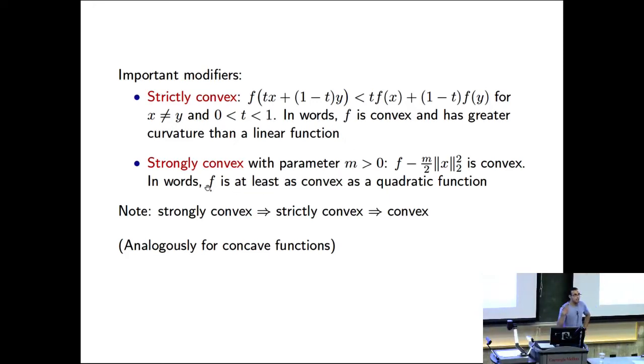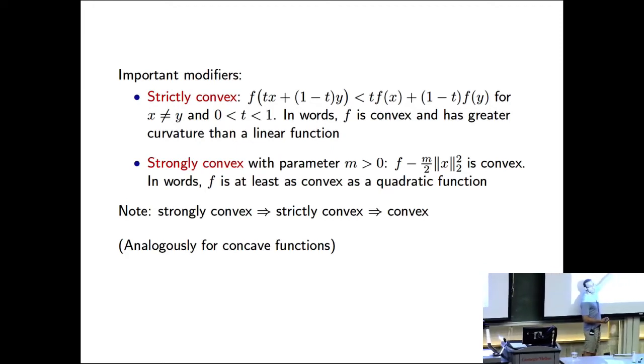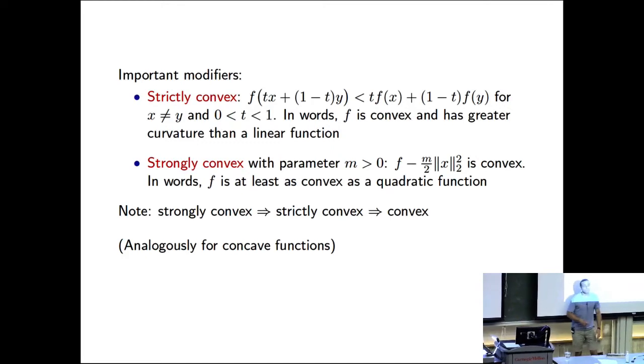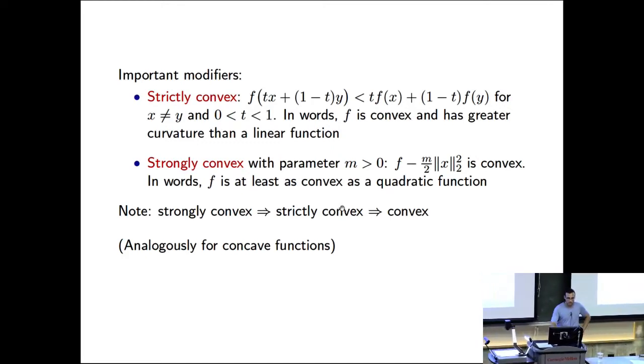The way I think about that, to try to remember it, is that it's at least as convex as a quadratic function. There are functions that are more curved than linear functions, but less curved than quadratic functions, right? Those functions would be strictly convex, but they wouldn't be strongly convex. If the function is at least as curvy as a quadratic function, then it's strongly convex. It's a way to remember it. So strongly convex is the strongest condition. It implies strict convexity. That implies convexity.